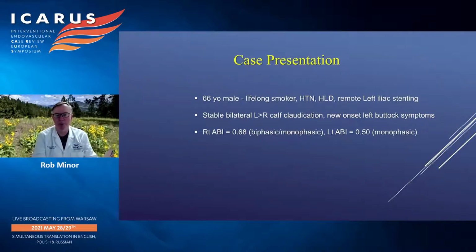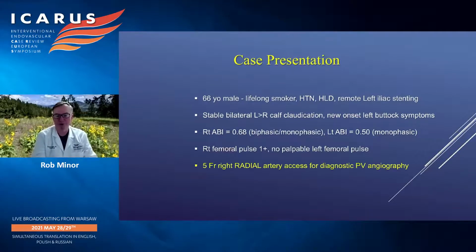ABIs were very abnormal, with biphasic to monophasic waveforms in the right leg and monophasic waveforms in the left leg. Very minimal pulse in the right femoral artery, no palpable left femoral pulse, and 5-French radial access was used for the diagnostic angiogram.